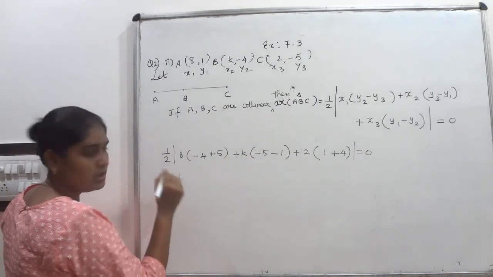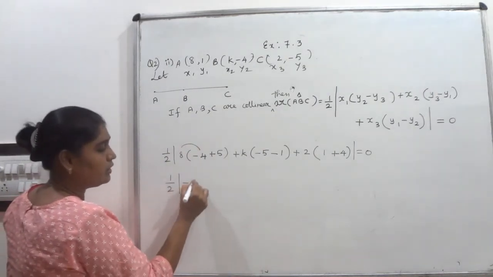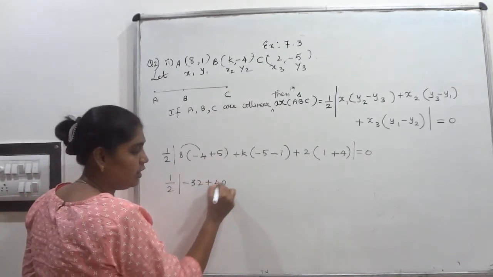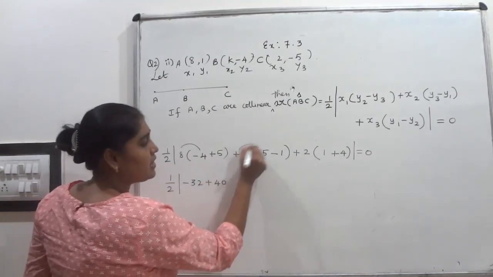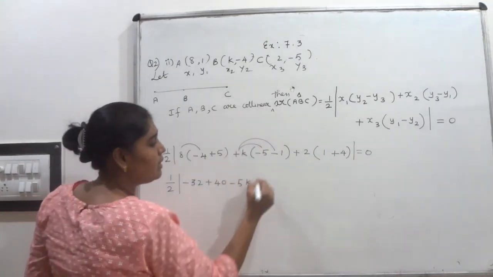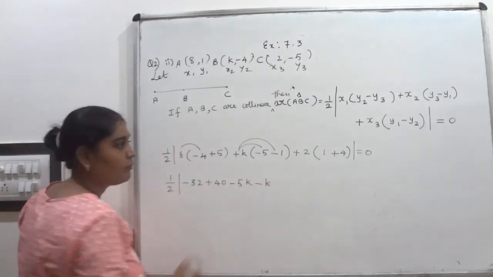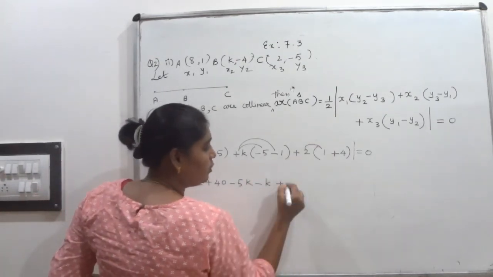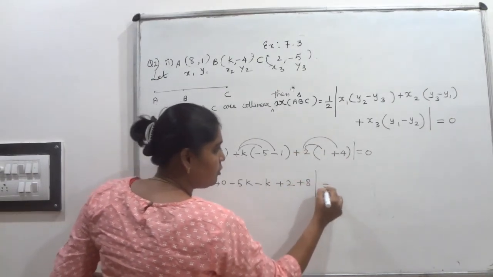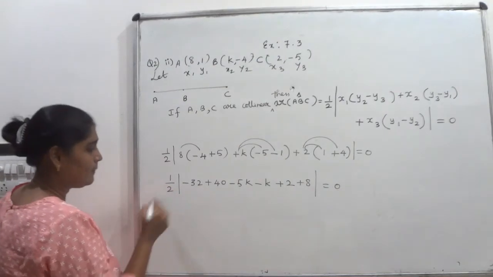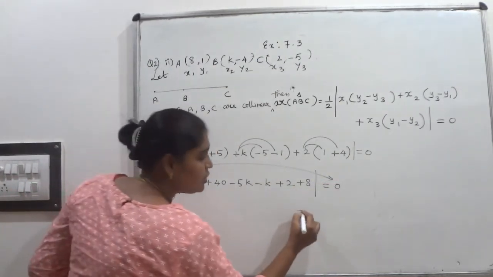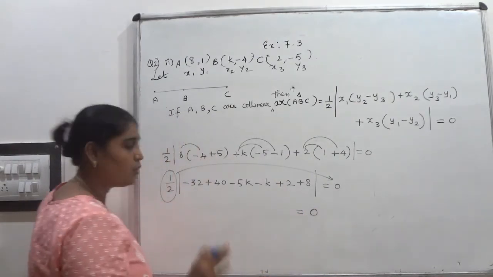Half modulus 8 into minus 4 that is minus 32. 8 into 5 is plus 40. Plus k into minus 5 is minus 5k. K into minus 1 is minus 1k. Plus 2 into 1 that is 2. 2 into 4 that is plus 8. Close the modulus, equal to 0. Multiplied by 1 by 2 goes outside, divided by 1 by 2. 0 upon 1 by 2 will be 0 only.